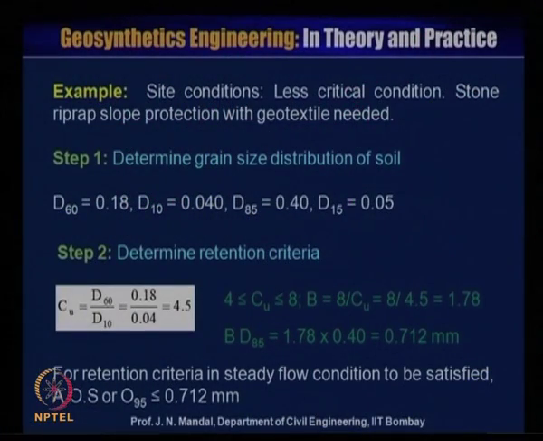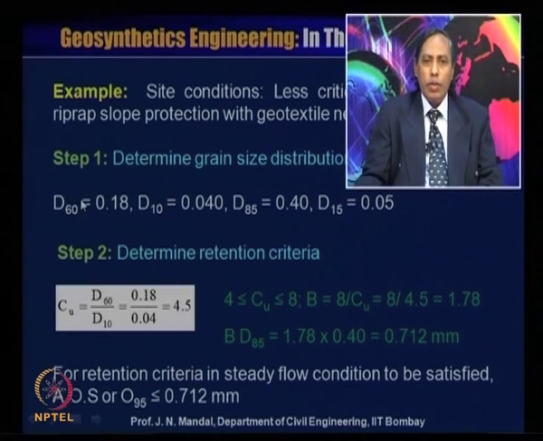Now, we will cover an example. Site condition: less critical condition, stone riprap slope protection with geotextile needed. Step 1, determine the grain size distribution of the soil. From it you can find D60 is 0.18, D10 is 0.040, D85 is 0.40, D15 is 0.05. You can obtain all these parameters from the grain size distribution curve of the soil.